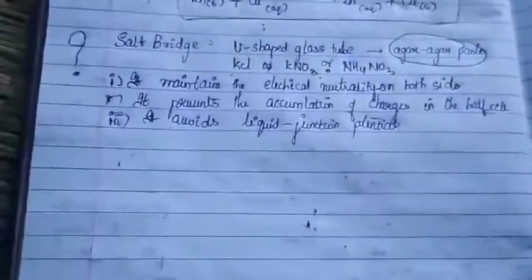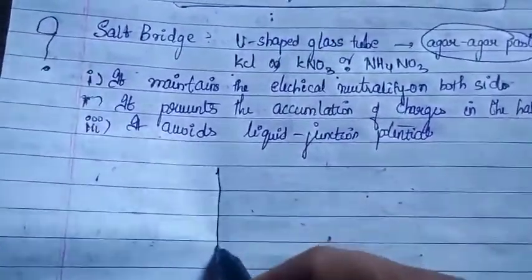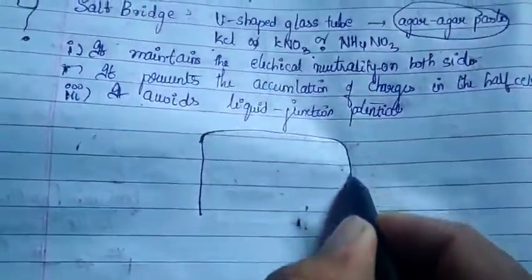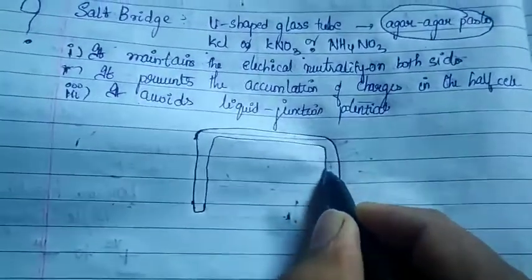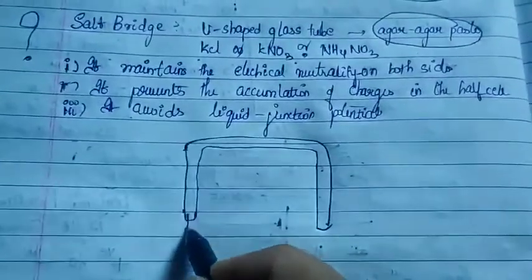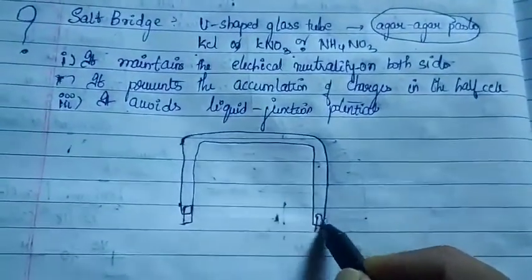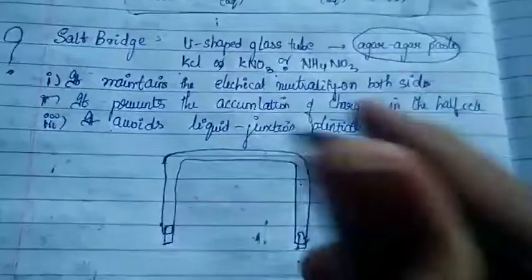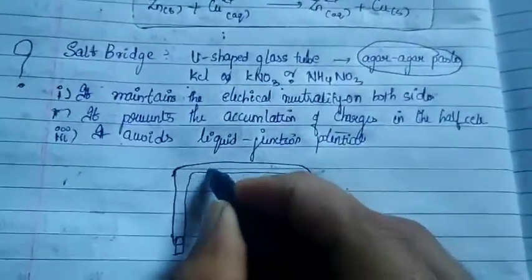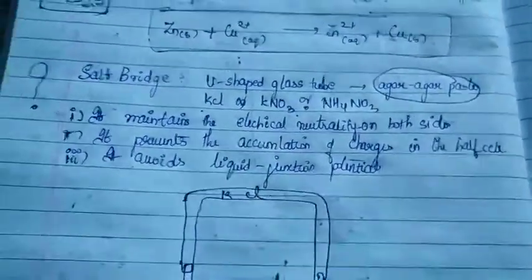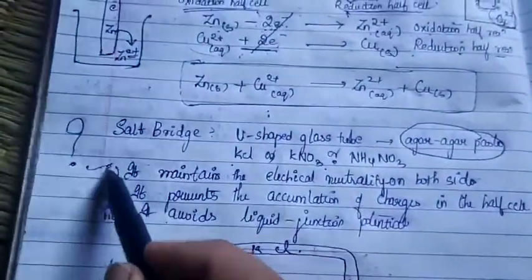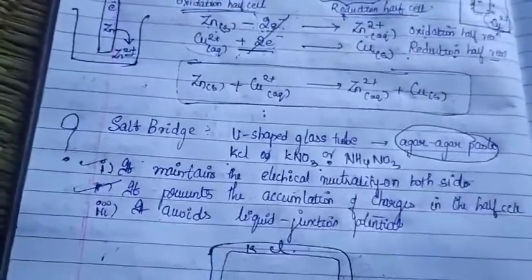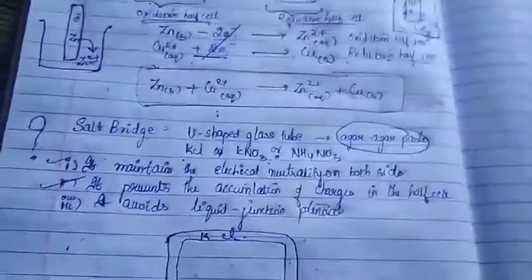Now the concept arises, what is this salt bridge? Basically guys, I will first give how the salt bridge looks. As I mentioned, it is a U-shaped glass tube. Here it will be having a diaphragm in this way. It will be having an agar-agar paste along with a salt, for example KCl. Why it is used? First of all, I would like to deal with the first 2 points. It maintains the electrical neutrality on both sides and it prevents the accumulation of charges in the half cell.